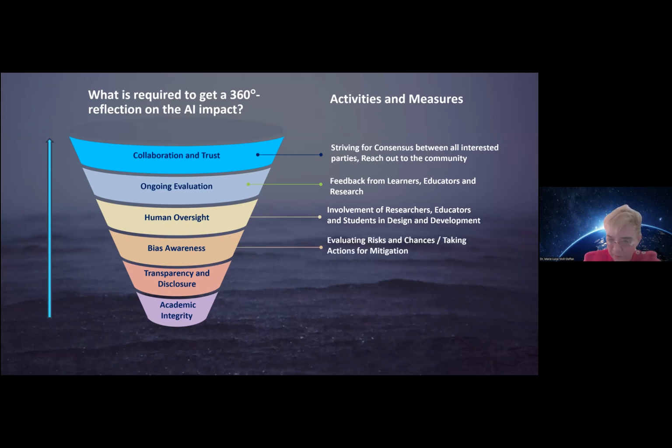Bias awareness. Bias should not only be detected by AI. No, we have to have human oversight to evaluate risk and chances and take actions for mitigation. Awareness is crucial for data security and privacy in order to have transparency and disclosure. And of course, as I already mentioned, academic integrity. This needs to be in line with the mission, vision, and the goals of the institution.